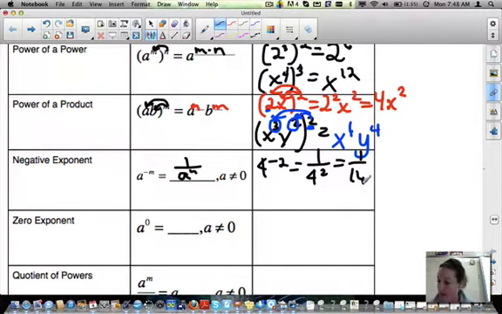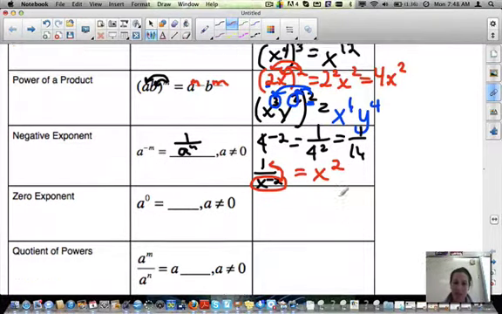If you had 1 over x to the negative 2 power, so now my negative exponent is in the denominator, you take that negative exponent, put it in the numerator, so it would be x squared. There's nothing in the denominator anymore because you have moved it to the top.